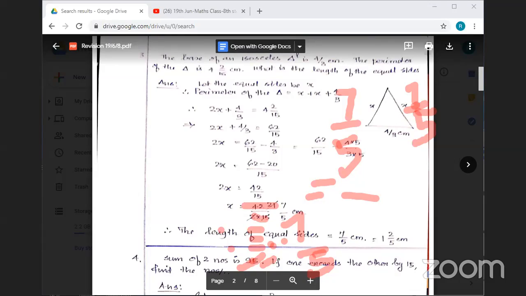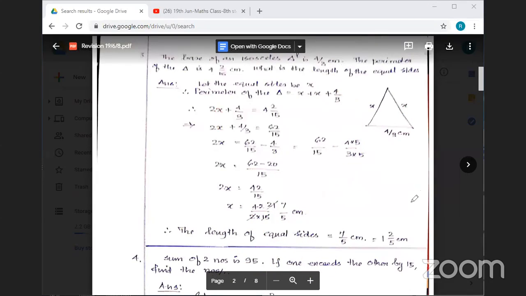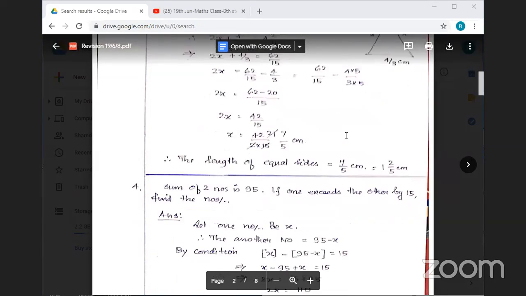Shall we go to the next problem or shall I explain once again? Next problem, we can go. Very good. Then, the fourth problem, you see.